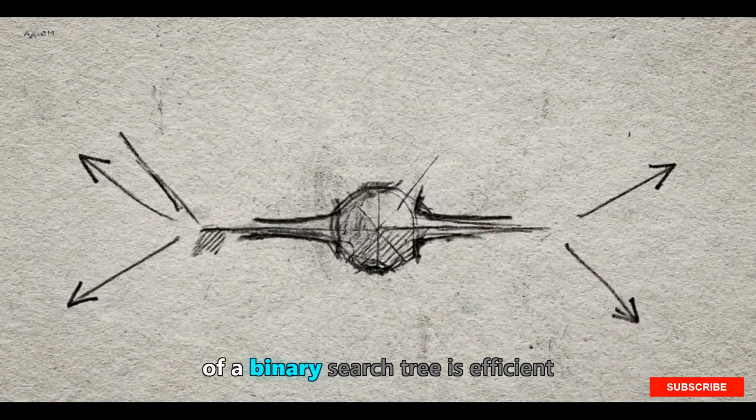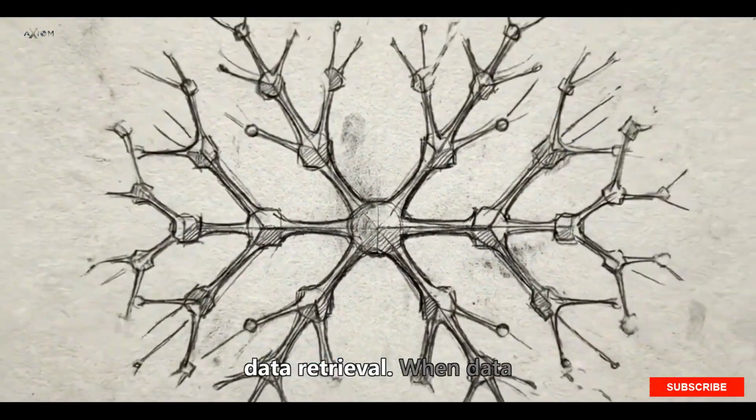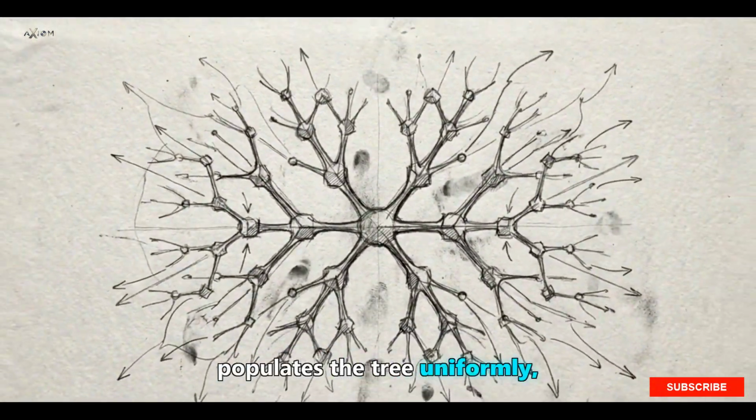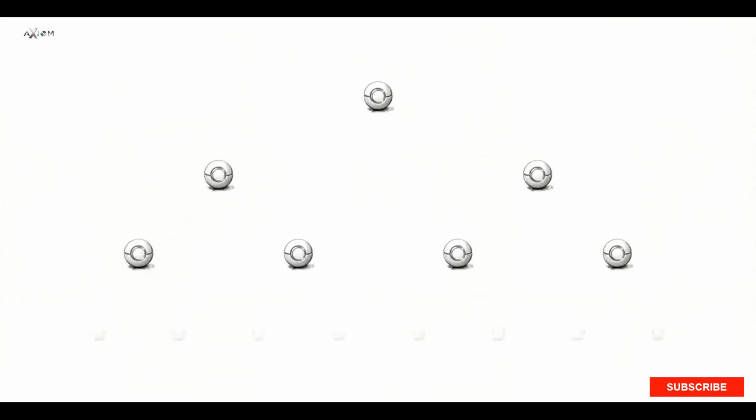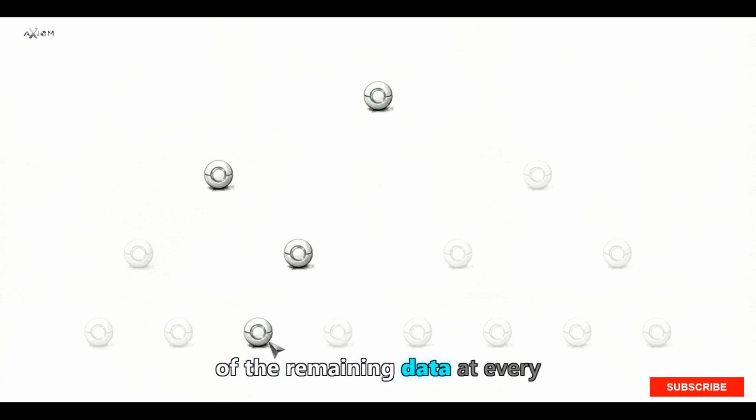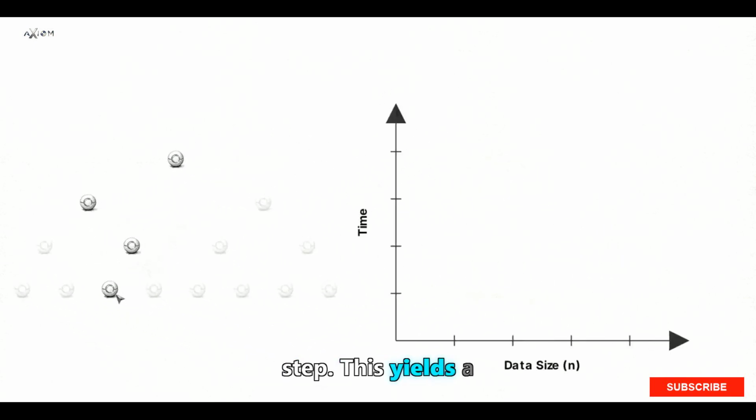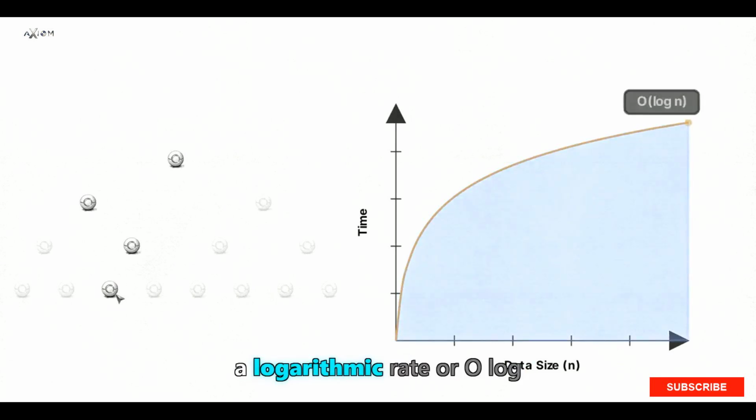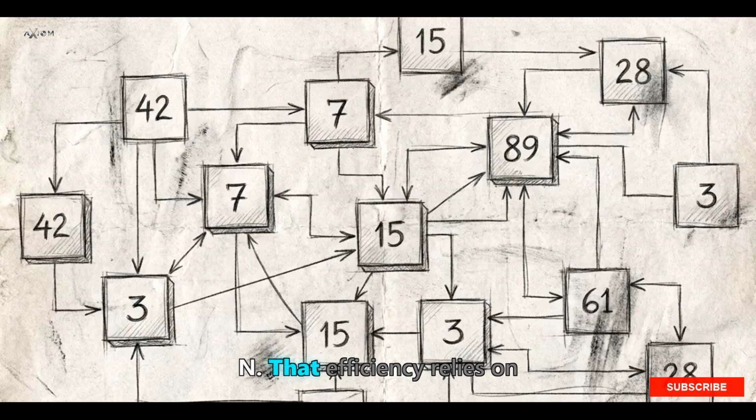The typical promise of a binary search tree is efficient data retrieval. When data populates the tree uniformly, the structure grows outward in equilibrium, allowing search algorithms to discard half of the remaining data at every step. This yields a retrieval speed that scales at a logarithmic rate, or O(log n). That efficiency relies on a critical assumption that incoming data arrives in a random order.